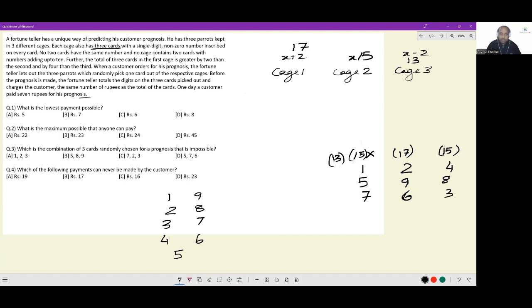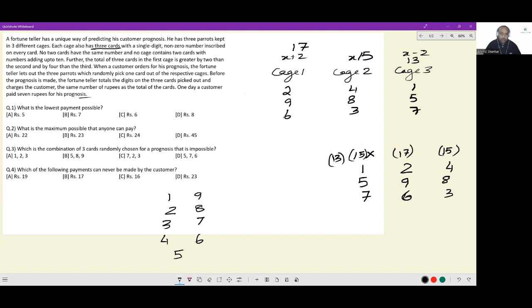They have specific options. When these specific options are present, this simply tells us that there will be one unique case. As soon as we are able to make it, we know in cage 1, we will have 2, 9, and 6 because the total is 17. The second cage, we will have 4, 8, and 3. And in the last cage, we'll have 1, 5, and 7.